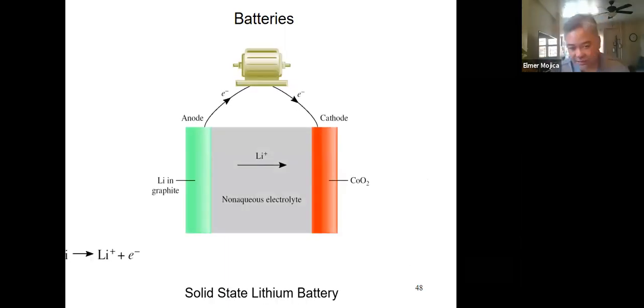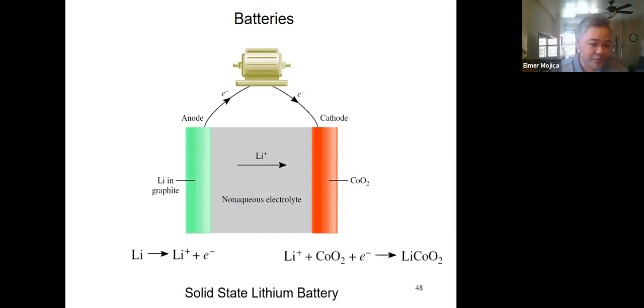And then this is the battery that most of us have used in our cell phone, the lithium battery. So this is how the reaction looks like. So this is the anode and this is the cathode.